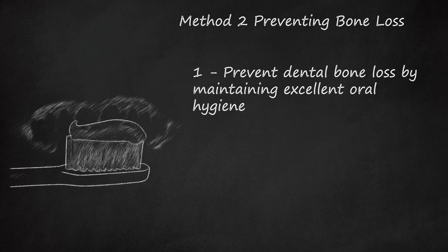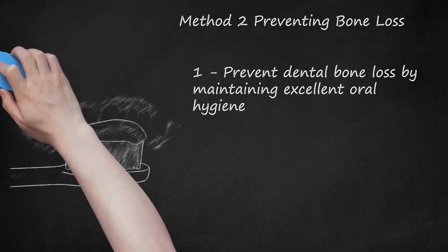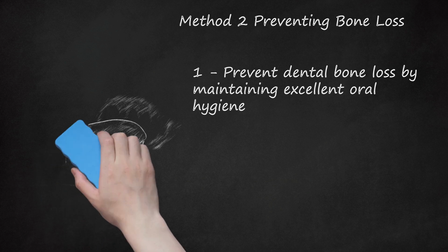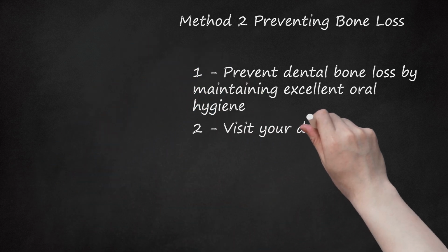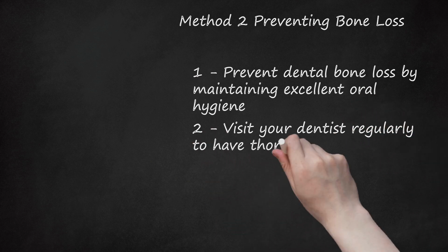Brush your teeth thoroughly after every meal. Brushing your teeth at least twice a day can prevent gum diseases. Brushing removes the plaque that is responsible for gum diseases and dental bone loss. Floss after brushing. Flossing gets rid of plaque that isn't removed by brushing. It is imperative that you floss after brushing because there might be plaque that remained on your teeth that was not reached by the bristles of your brush. 2. Visit your dentist regularly to have thorough teeth cleaning done.